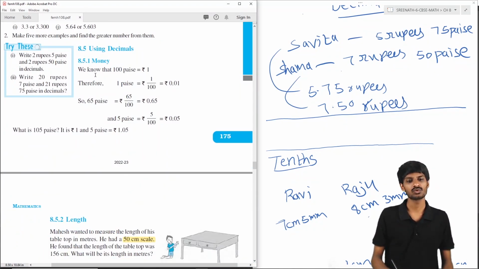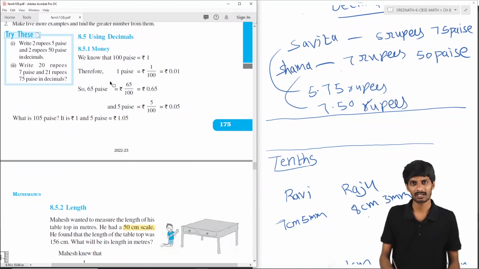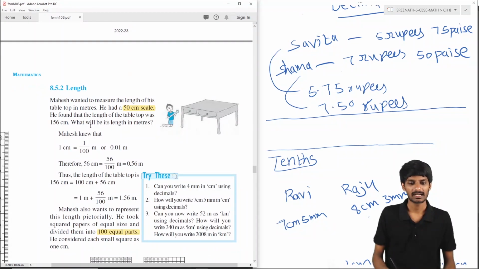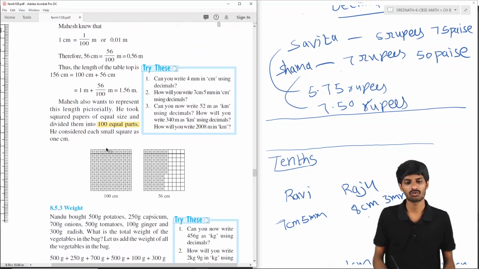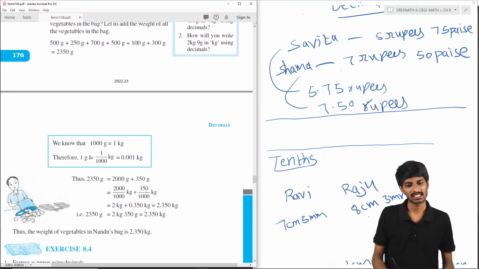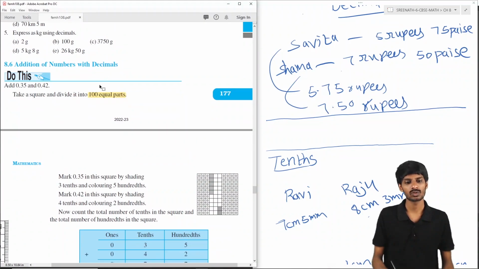After that, using decimals, we will use them in money. 1 rupee equals 100 paisa, and 1 paisa equals 1/100th rupee, that is 0.01 rupees. And length, we know 100 centimeters equals 1 meter, 1 centimeter equals 1/100 meter, that is 0.01 meters. And weight, we know that 1000 grams equals 1 kg, 1 gram equals 1/1000 kg, that is 0.001 kgs. So next thing is how to add decimals.